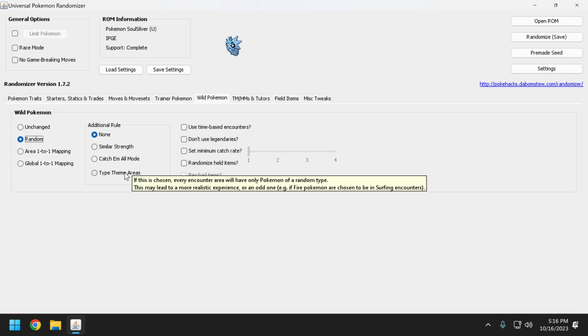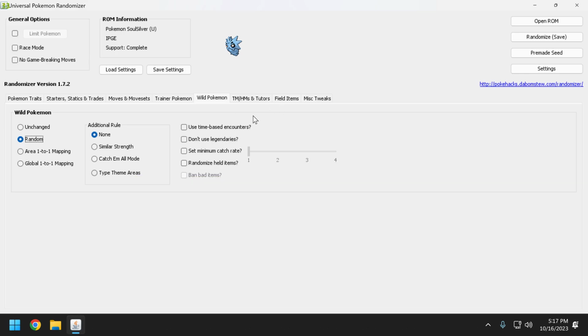Here, it basically randomizes those areas, and it does it for every area. So every area will just have a random type of Pokemon, a bunch of different Pokemon of the same type within that area. Like it says here, you could see fire Pokemon in surfing encounters. And this does randomize caves, water, fishing, pretty much anything and anywhere that you could catch Pokemon. It is randomized. Then you have some checkable options outside of the rules for wild Pokemon.